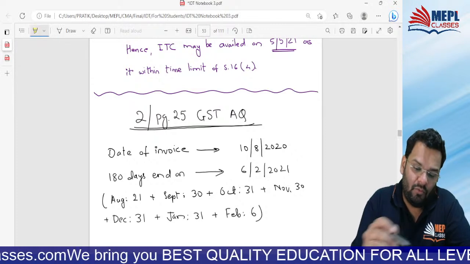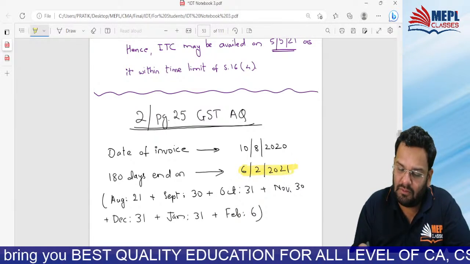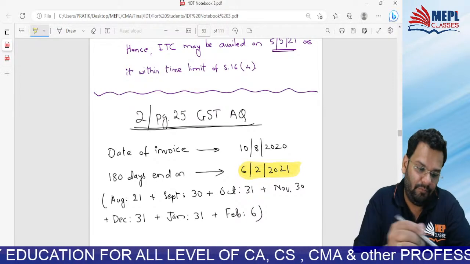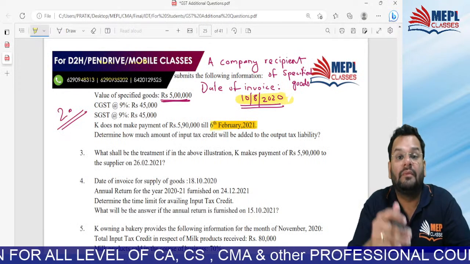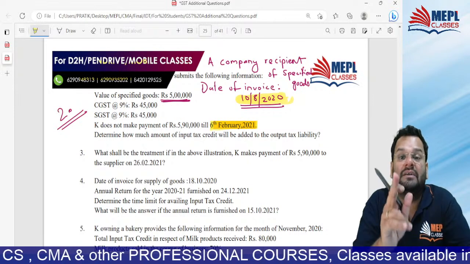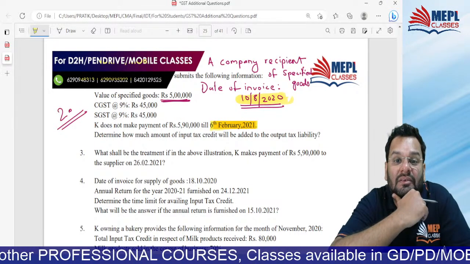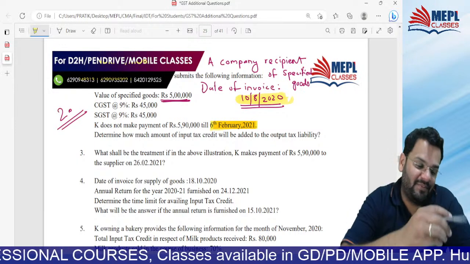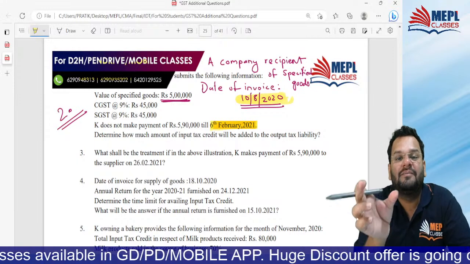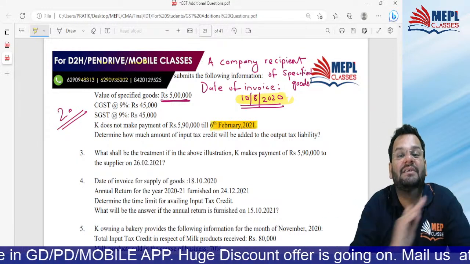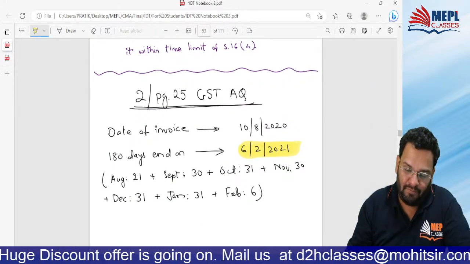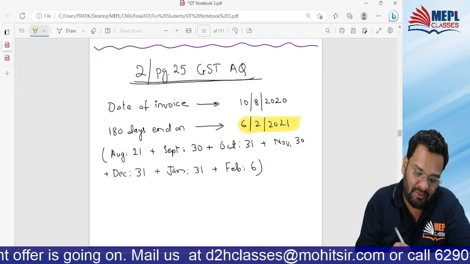Agreed? 180 days are expiring on 6th February 2021. Now what I have given you is that the recipient of supply is not making payment to the supplier till 6th Feb. What is the consequence of this? That payment is not made by the recipient of supply to the supplier within 180 days. So now what has to be done?